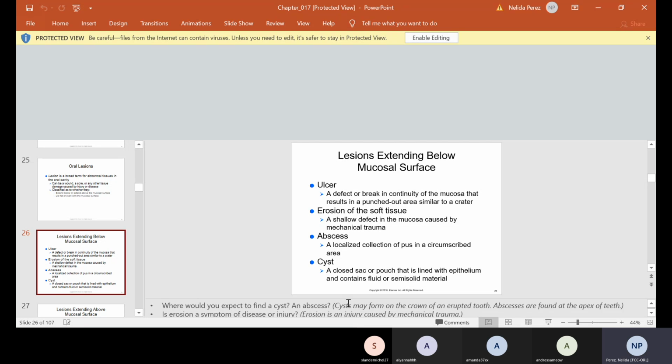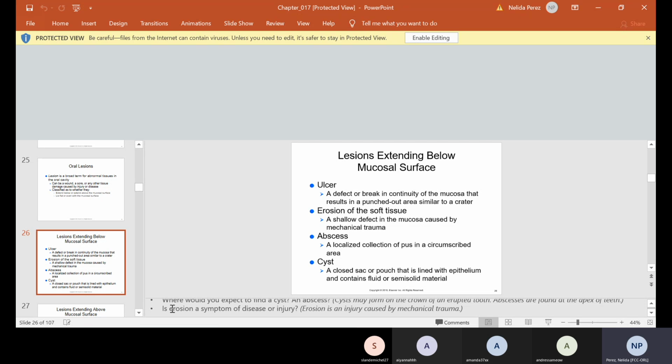And is erosion a symptom of disease or injury? It's usually an injury caused by mechanical trauma. What that means is, I'll give you an example. You probably all have had an erosion. I know I had. How? I bite on my cheek, by accident.